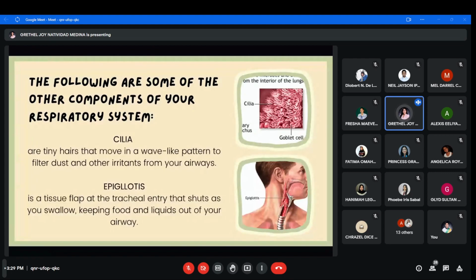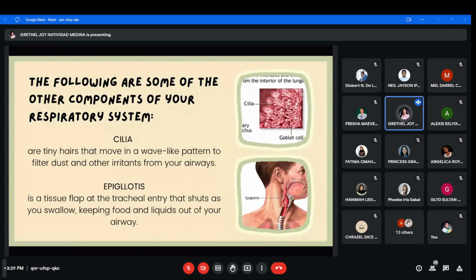So the following are some of the other components of our respiratory system. We have cilia, which are the tiny hairs that move in a wave-like pattern to filter dust and other irritants from your airway. So marsyag ang hair na to sa tong nose nga mag-filter siya sa air na to i-breathe in. And lastly, we have the epiglottis.